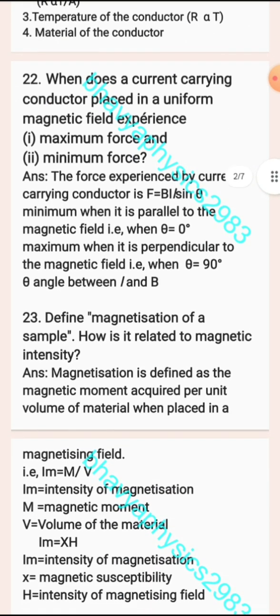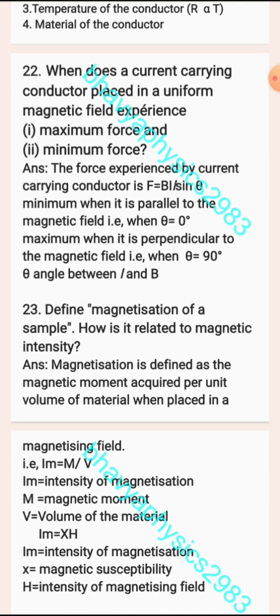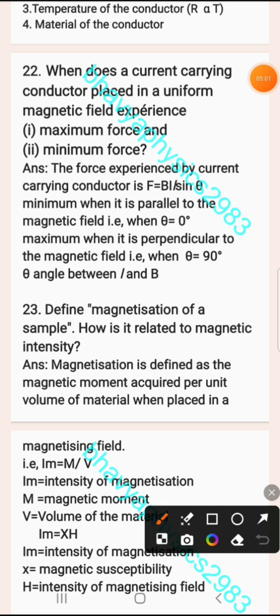Yes, next question is, when does a current carrying conductor placed in a uniform magnetic field experience maximum force and minimum force? For this, first thing you should remember the formula of magnetic force experienced by a current carrying conductor. That is F is equal to BIL sin theta. It is easy to remember.